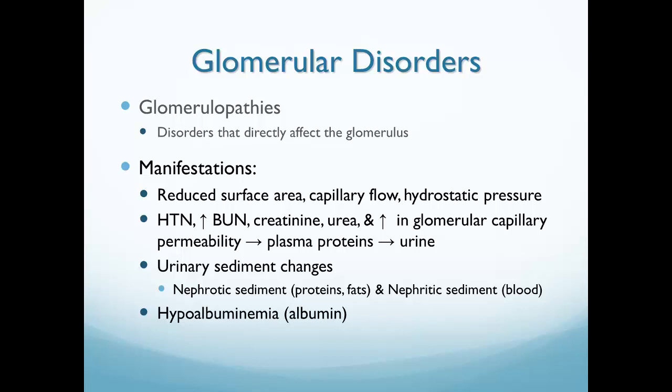As a symptom of a glomerular disorder, we can have hypertension. This is one of the common presenting symptoms a patient has when they have glomerulonephritis. We can see an increase in our BUN, creatinine, and urea, an increase in glomerular capillary permeability, plasma proteins in the urine, and changes in our urine sediment, such as proteins, fats, and blood in the urine sediment, and a low albumin level in the body. So what this all will end up developing is hypertension and edema.